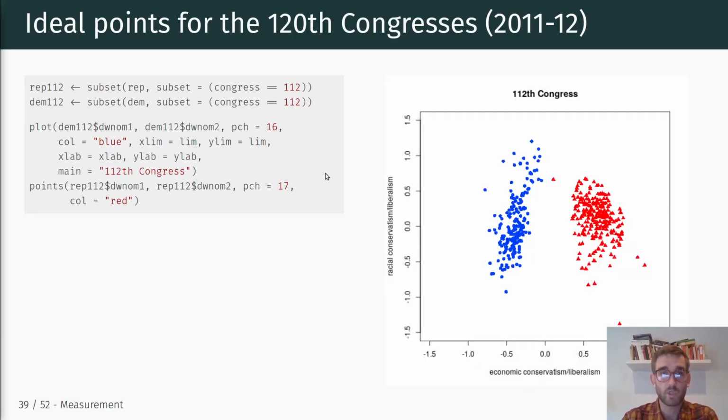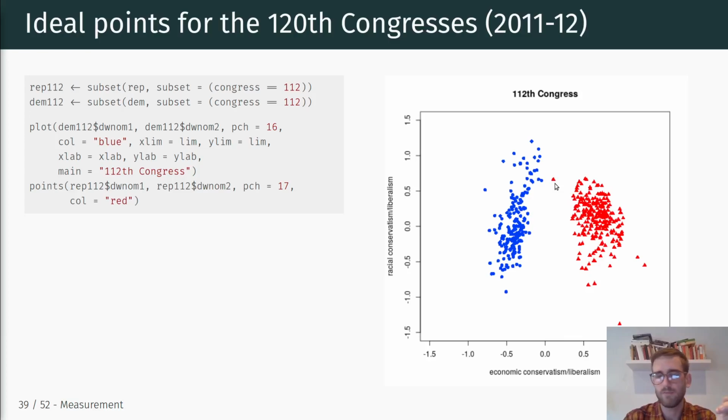And we see a much more clear separation. And importantly, this racial conservative liberalism dimension, there's a little bit of a question to what extent we can interpret it as necessarily racial conservatism liberalism, but the point is that this dimension itself is not a clear distinction between Republicans and Democrats anymore. But on the other hand, we have clear separation in terms of economic conservatism and liberalism between Republicans and Democrats.